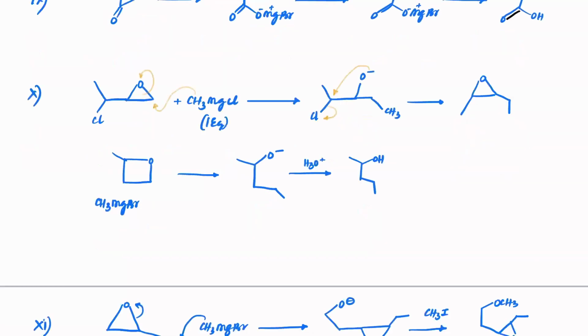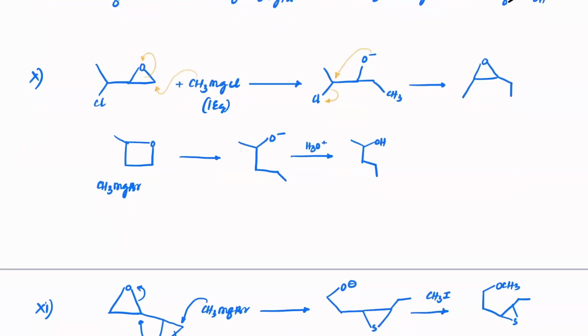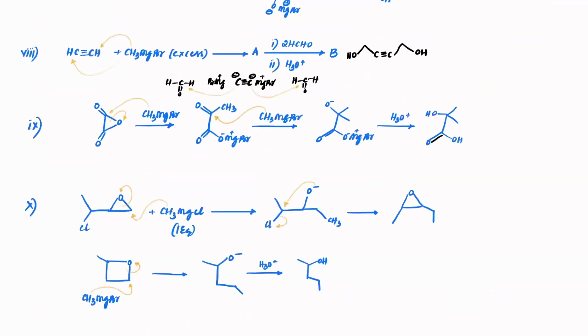In case you have a four-membered ring also, the same nature you will do it here. So CH3 will attack onto this position, the bond will open up, and then you will get this O minus. On hydrolysis, you will get this alcohol product. Correct? So these are very standard reactions that you need to learn from Grignard's reagent.